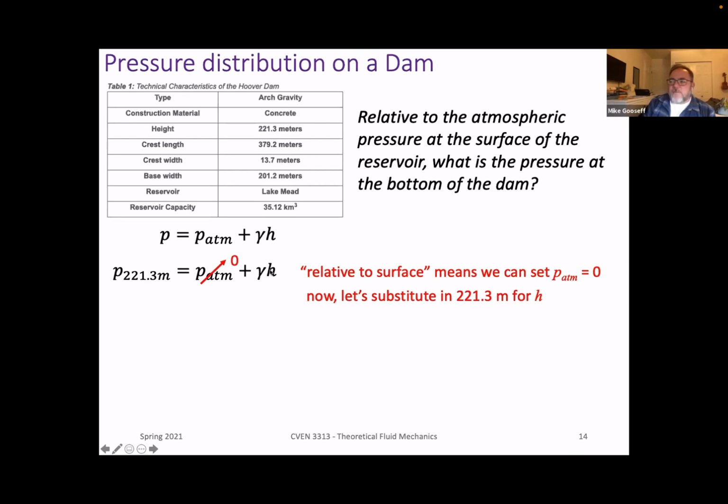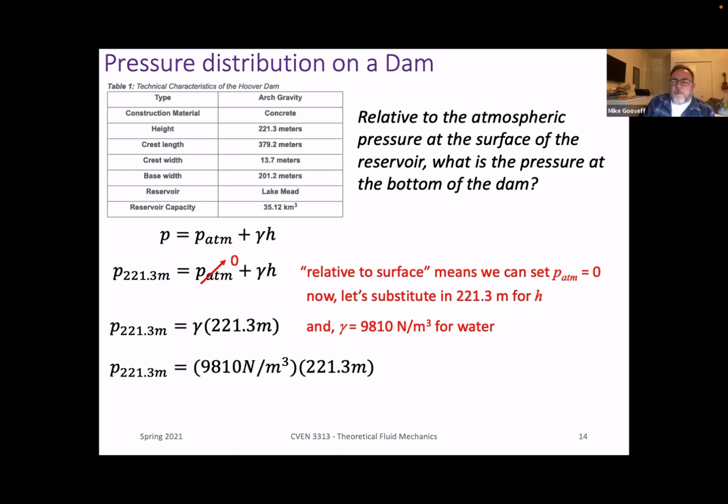So we're going to plug that in for H on the right-hand side, and we're going to plug in the specific weight of water. So we have P, the pressure at 221.3 meters depth, is equal to gamma times 221.3 meters. Gamma, we're going to take to be 9810. We don't have any information about temperature, so I'm just going to use a standard value: 9,810 newtons per cubic meter for water. You can get that from the tables in your book, or you could look it up somewhere on the internet. This is a standard value at 4 degrees C. And then we're going to substitute that in.